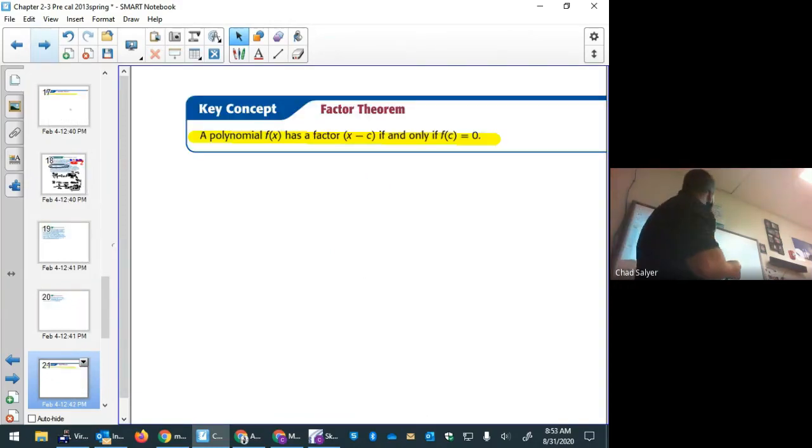The factor theorem says x minus c is a factor of f of x if and only if c is a 0, which makes sense when you think about it. If I divide two polynomials, the only way the divisor is a factor of the dividend is if the remainder is 0. That's basically what this says. If I divide two polynomials and I get 0 as the remainder, then that divisor is a factor of that dividend.